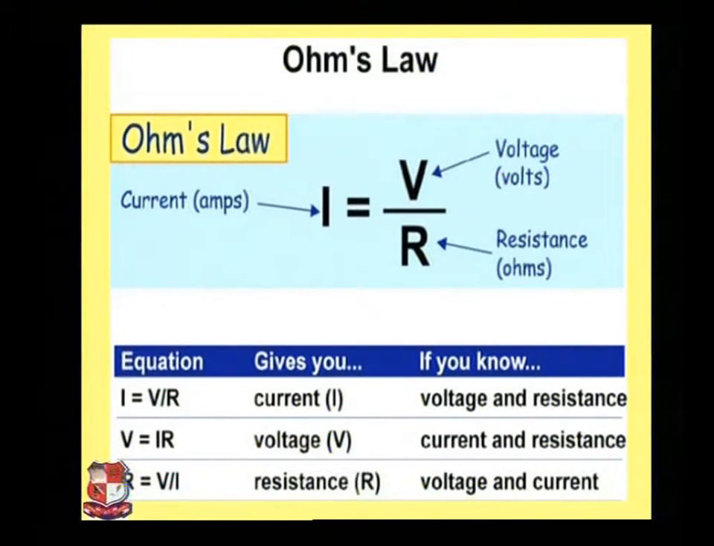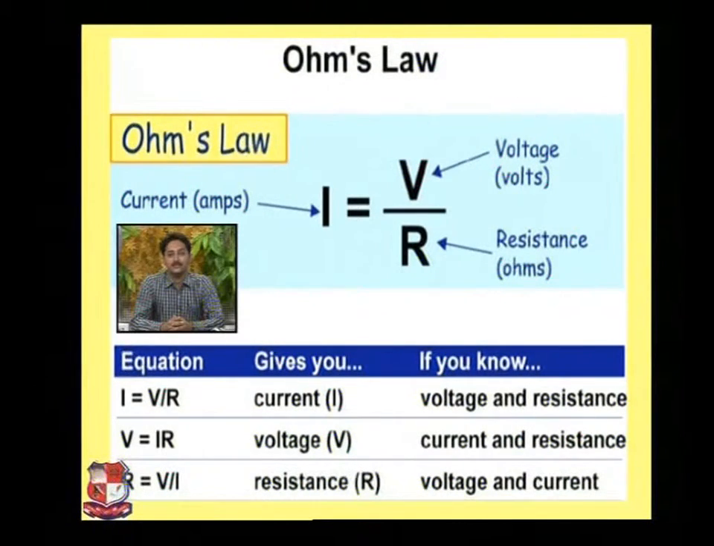Here, I is the current measured in amperes, V is voltage measured in volts, and R, that is resistance, is measured in ohms. He also says that if you know any two of the three terms I, V and R, then you can easily find the third one. Like that, if you know the values of V and R, then you can easily find the value of I by the equation I equals V by R.